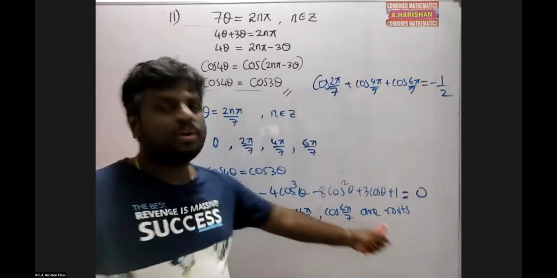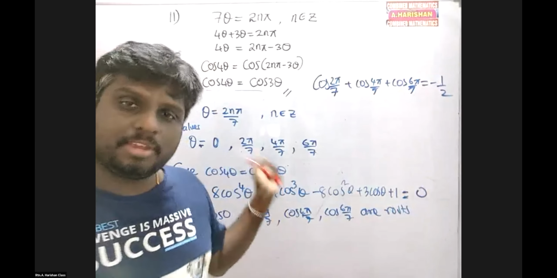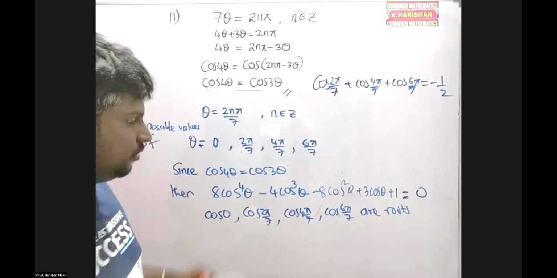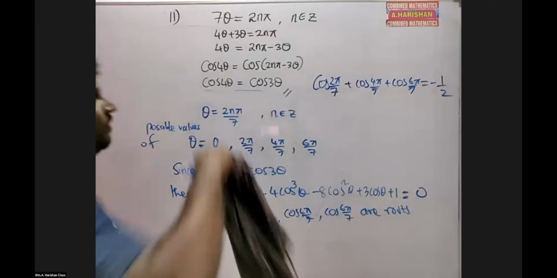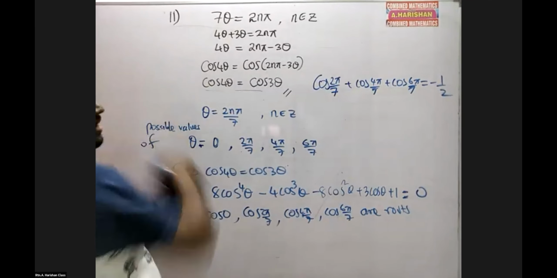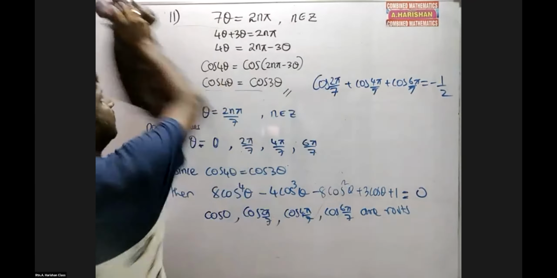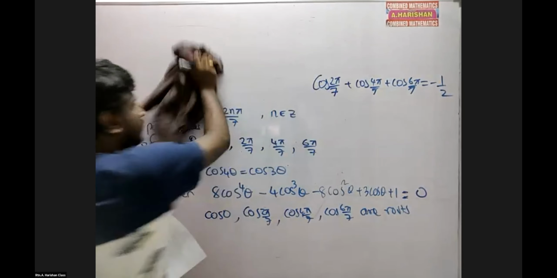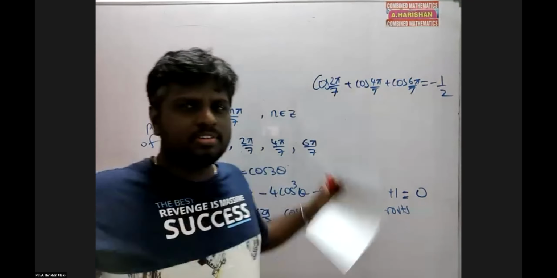Or straight away you can write for quadratic, the summation of roots is also acceptable. That is straight away you can write. So that is also acceptable. So whatever things you can do. So shall I erase this? Okay, so forget about these things.